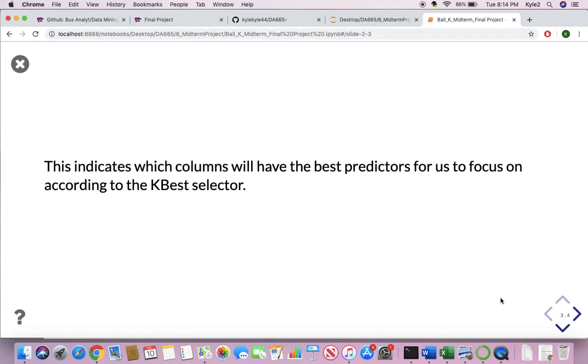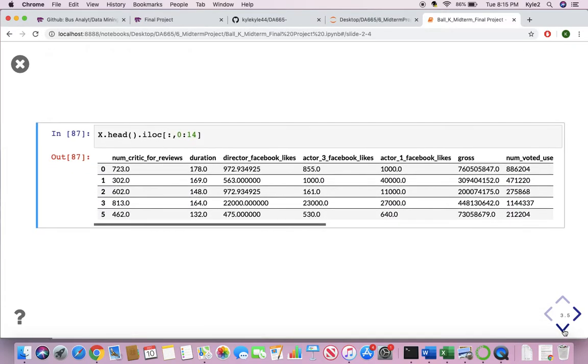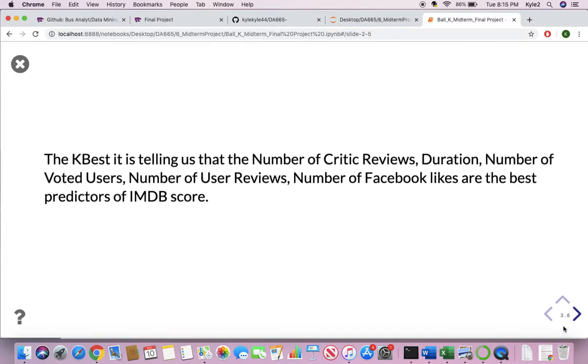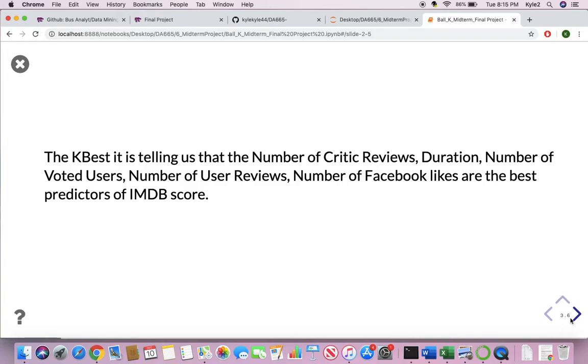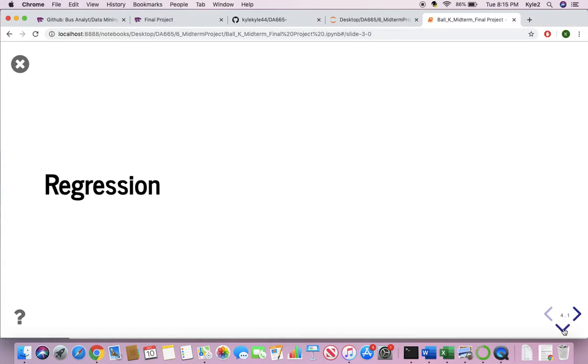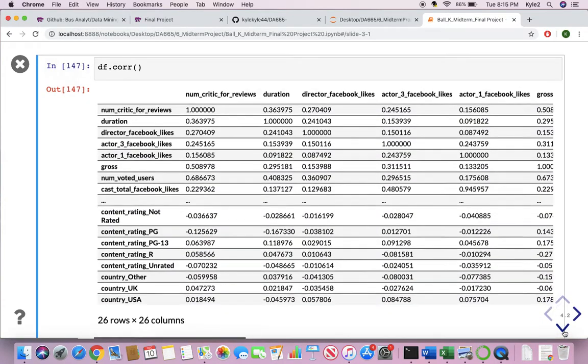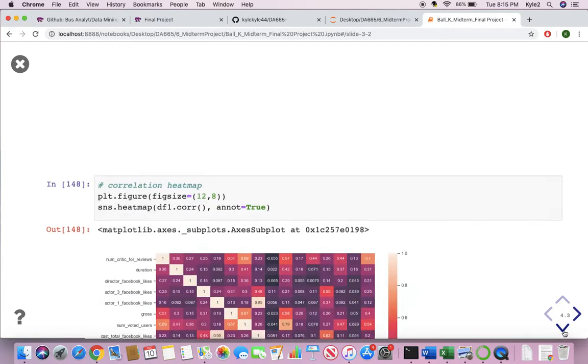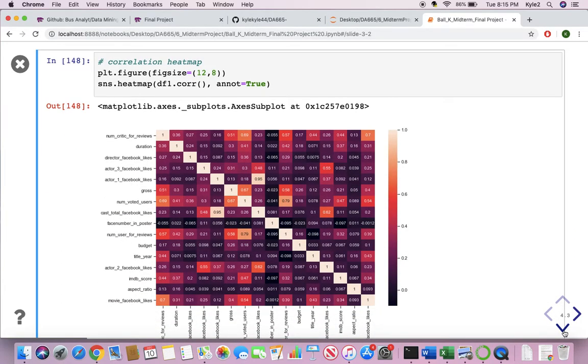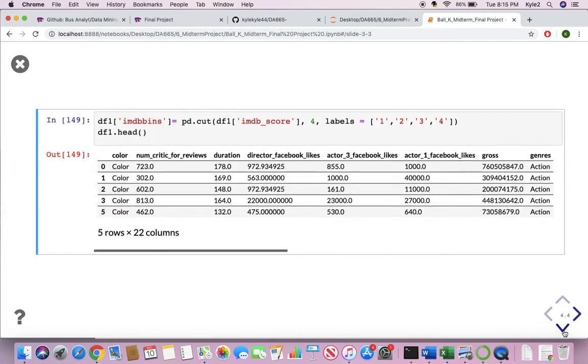These were really positively correlated with IMDB score, with the K-best selector, and so these were something I was kind of looking for, and you can look and see some of the qualities of those variables. So that was that. Then going forward, regression was the first thing I went about. I did a little correlation analysis here, and a little heat map just to get a better idea of how these might work with regression.